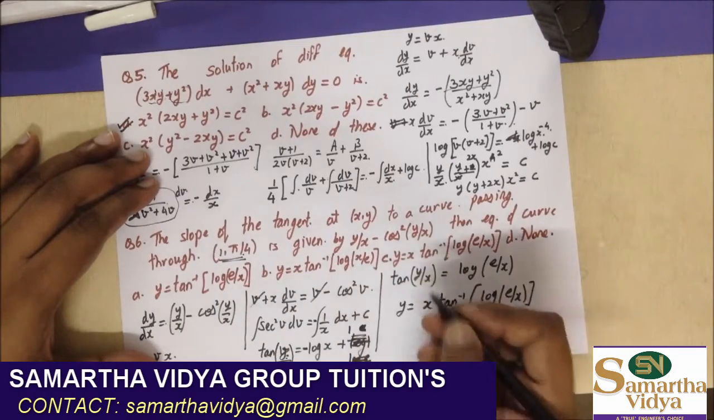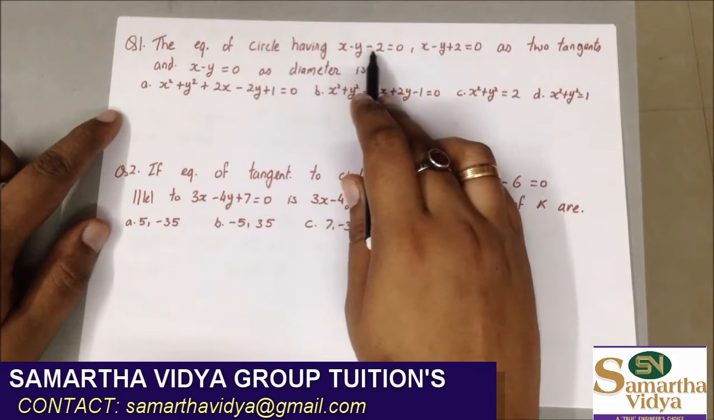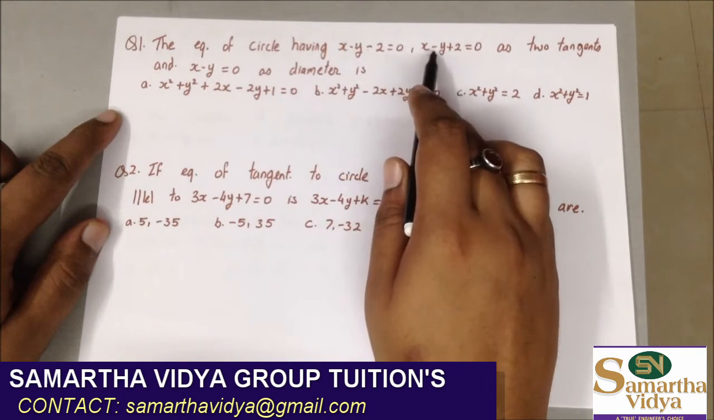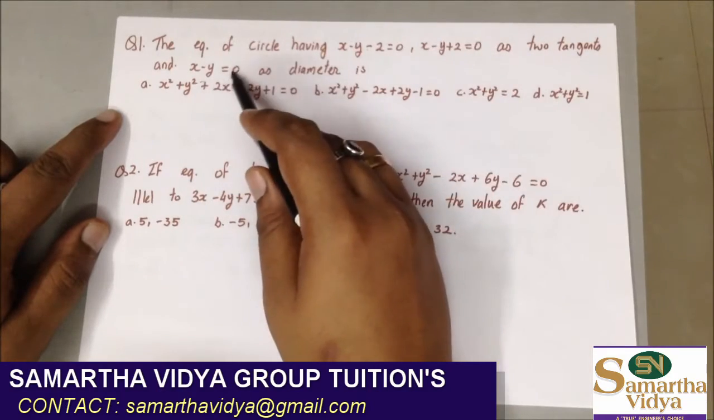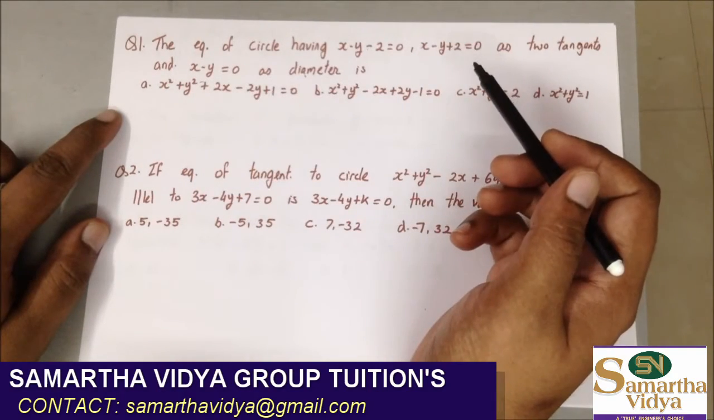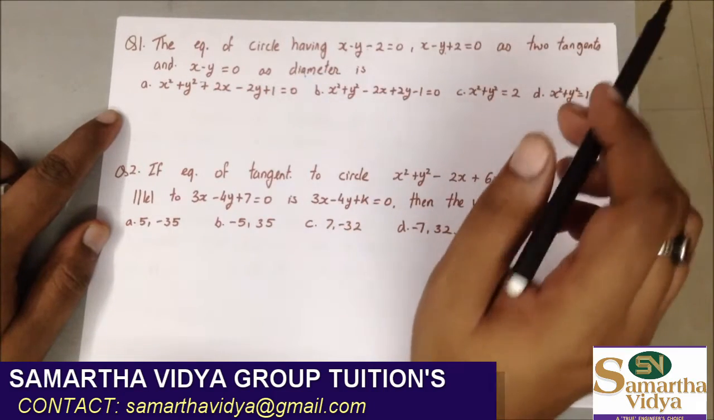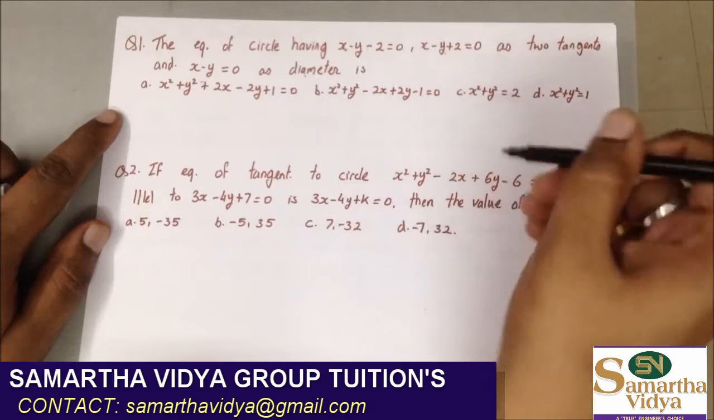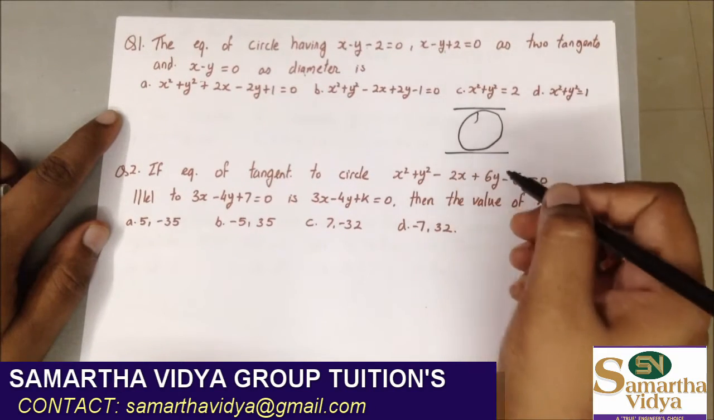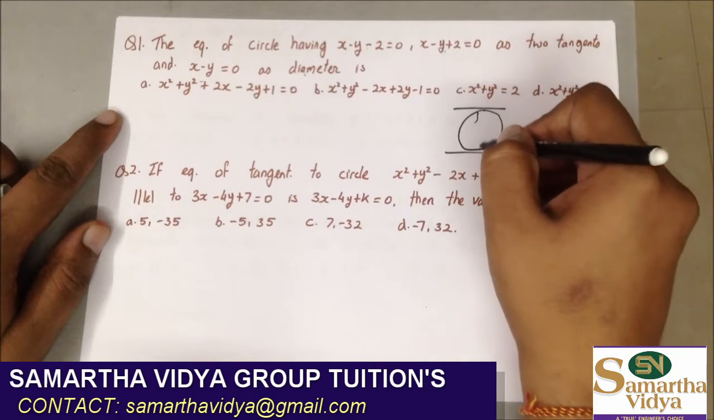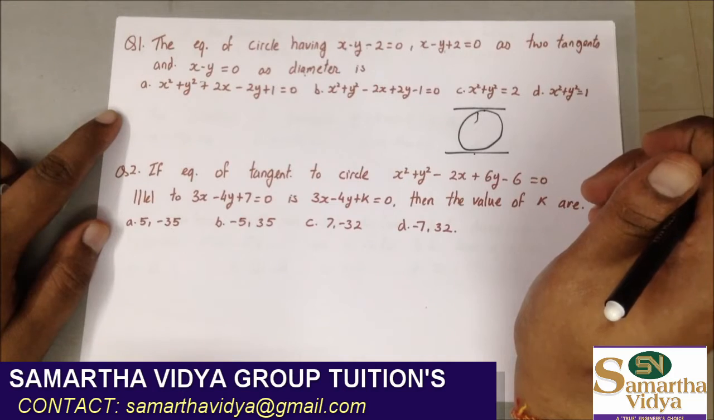That's nothing but option C. So the first question is talking about a circle which is having x minus y minus 2 is equal to 0 and x minus y plus 2 is equal to 0 as its tangent, and x minus y is equal to 0 is the diameter. So now if you observe these two lines, you can see that the slope of these two lines is same. So basically these two lines, that is if I draw it, its circle and the tangents are in this fashion. So if I find the distance between these two tangents, I basically get the diameter of it.